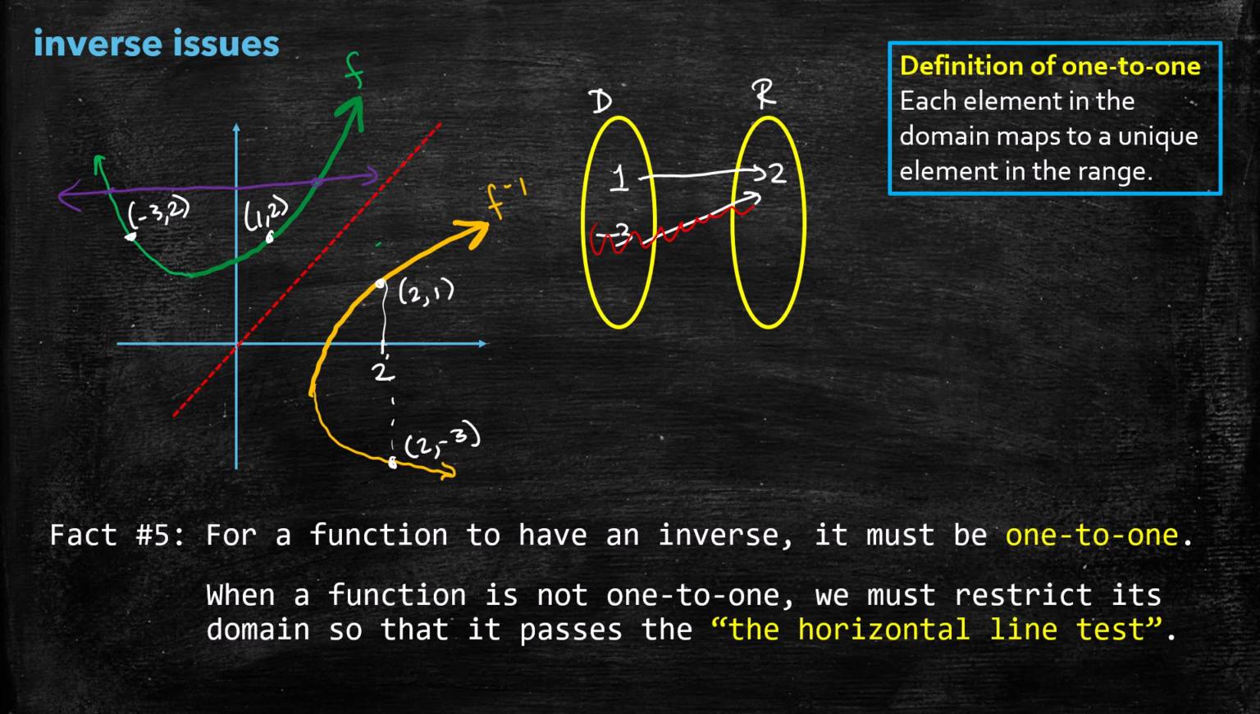Now, how do we compensate? How do we restrict its domain? Well, we make sure that it's one-to-one. For example, if I didn't allow that function f to go beyond that point, then notice that its inverse would be a function. So we are going to practice restricting the domain of a function so that its inverse exists.